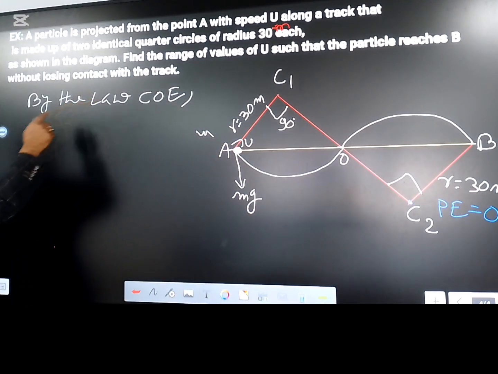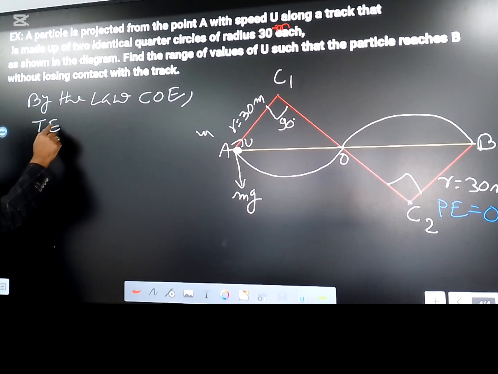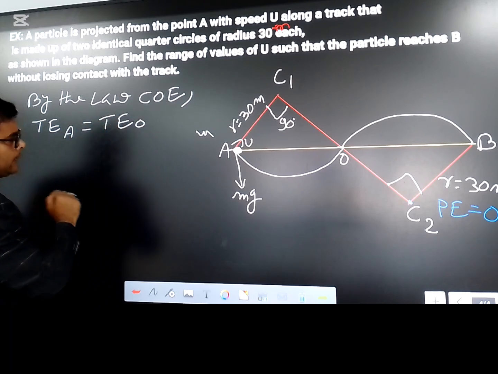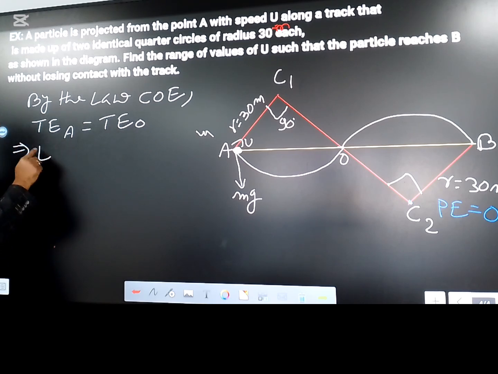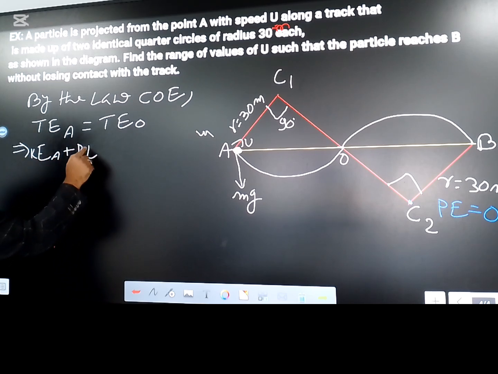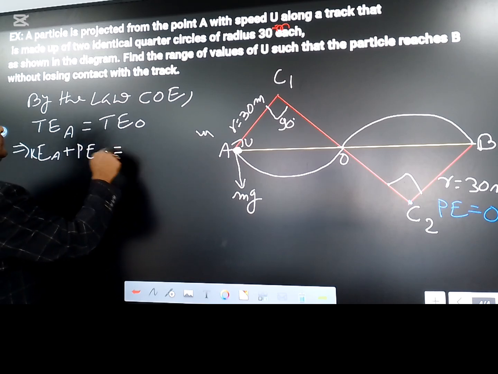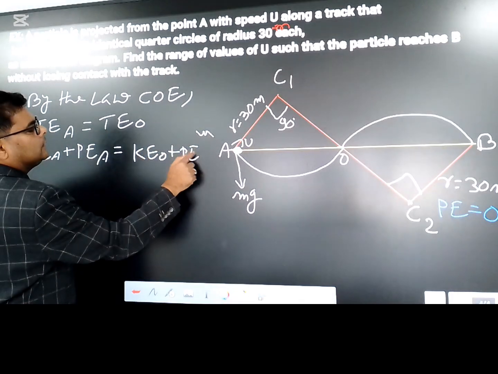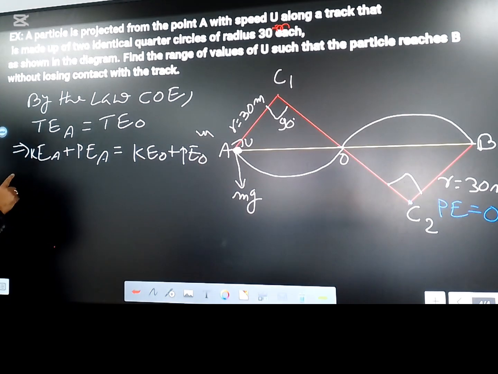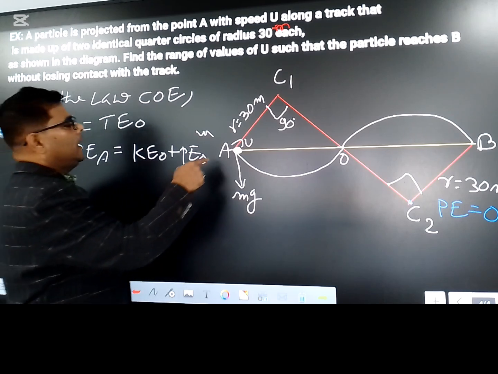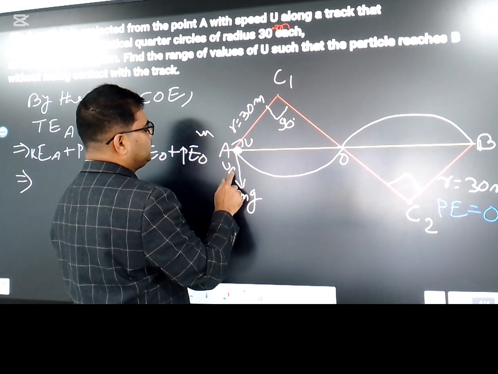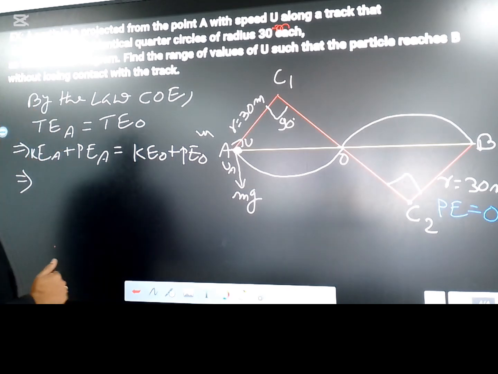So what you can say by this law, total energy at A equals total energy at O. Total energy means what? Kinetic energy at A plus potential energy at A equals the same thing, kinetic energy at O plus potential energy at O. So what is the kinetic energy? For example, at A, you call the velocity UA, for instance. Or it is given U.